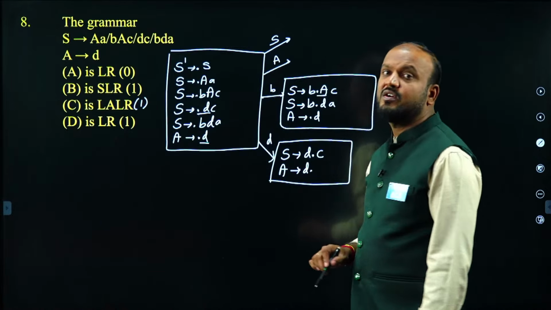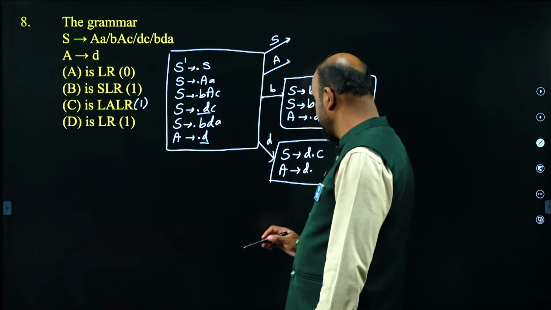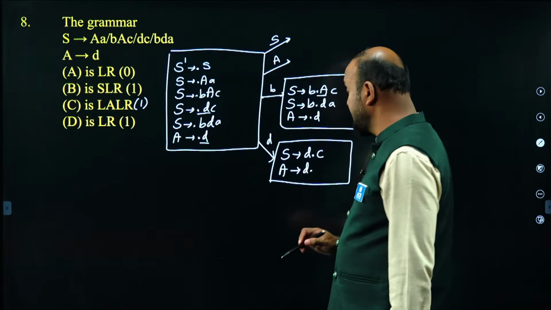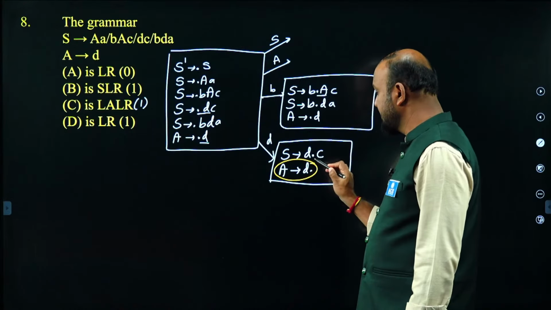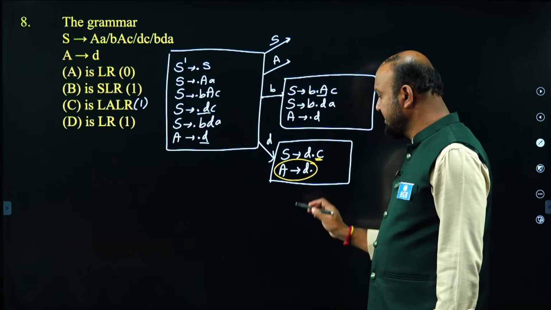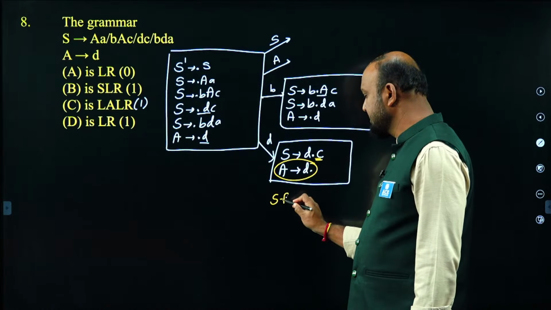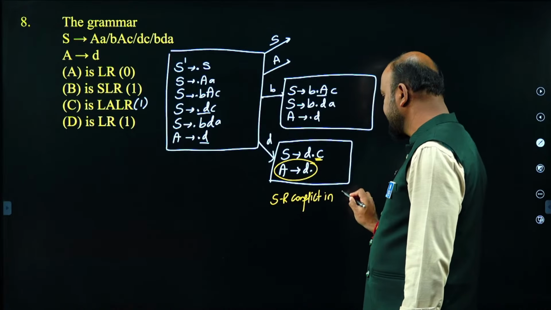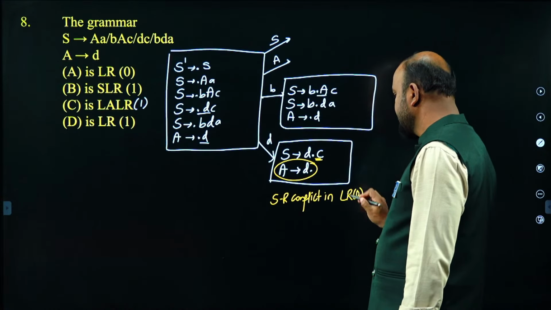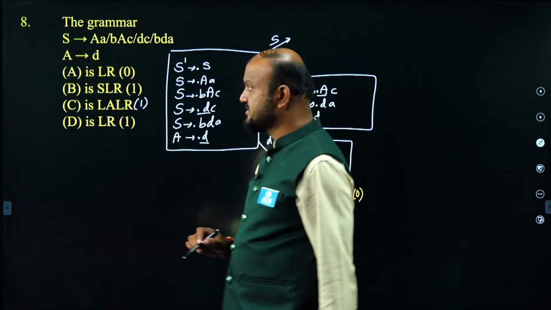Now here we can call it a conflict in LR(0). It is called a shift-reduce conflict in LR(0). Why? This is a reduction and this is a shift. Now it is an SR conflict. It is an SR conflict in LR(0). So it is not LR(0). Option A is wrong.